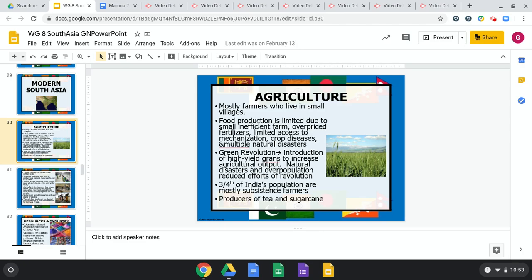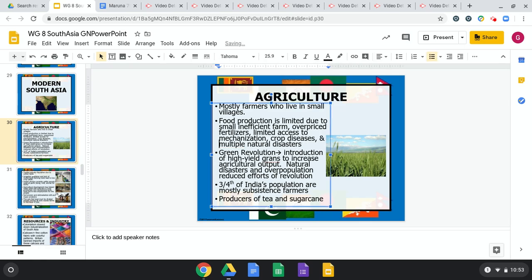Food production is limited due to small, inefficient farms. So despite good growing conditions, there's not a lot of good structure, overpriced fertilizers, so on and so forth. So there's a lot of agricultural issues that have plagued this area in recent years.